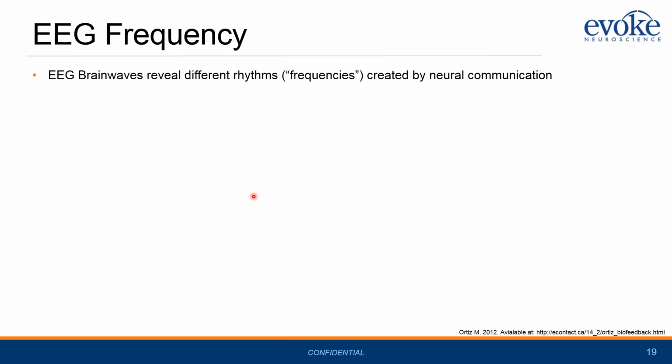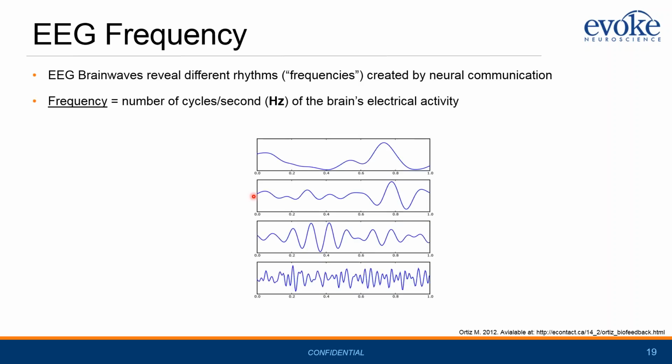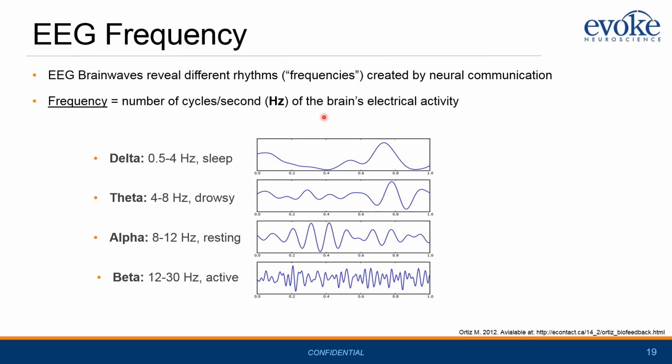All right, so starting off with frequency, we know that brain waves occur in different rhythms, and that's created by different kinds of neural communication. Frequency just means the number of cycles per second. We measure that in hertz, and it reflects our brain's electrical activity. So these are some samples of different types of frequencies. They range from really slow to really fast. And we have different frequency bands to kind of group them together rather than being on a continuous spectrum.